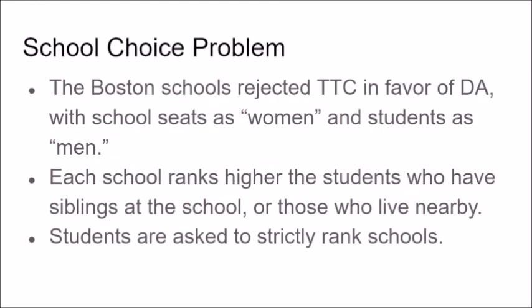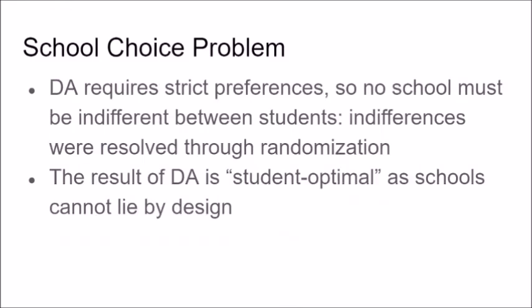Now, after the Boston School District rejected top trading cycles, they tried using the deferred acceptance algorithm instead, with school seats as women and students as men. Each school would give a higher rank to the students who have siblings at the school or students who live nearby, and students were asked to strictly rank their preferences of schools. Because all these algorithms require strict preferences, it had to be done in such a way that no school would be indifferent between students, and indifferences were solved through randomization.